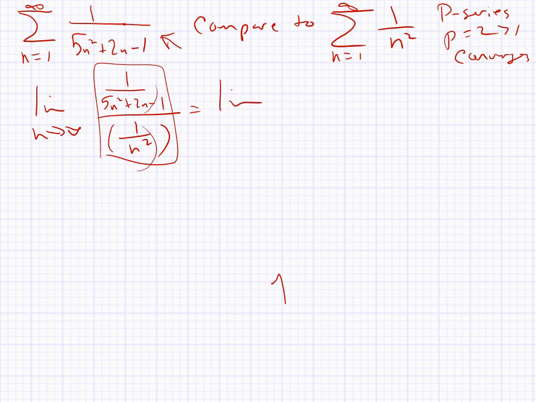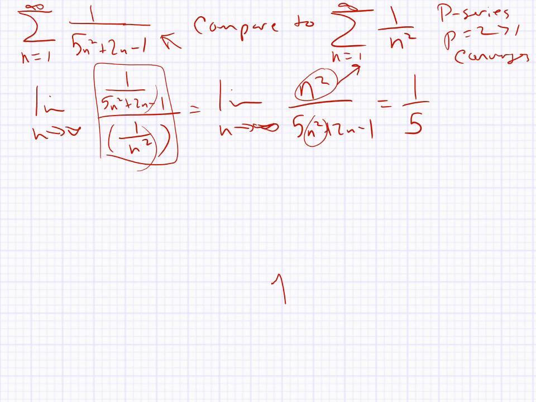So I have the limit as n goes to infinity of, flip and multiply, n squared over 5n squared plus 2n minus 1. As n goes to infinity, same degree, top and bottom. So the limit should be 1 over 5. If you don't like that, we could always use L'Hopital's rule. As n goes to infinity, this thing's going to go to infinity. This is going to go to infinity. Take the derivative top and bottom. You're going to have to do it a couple times. Either way, you're going to get 1/5.